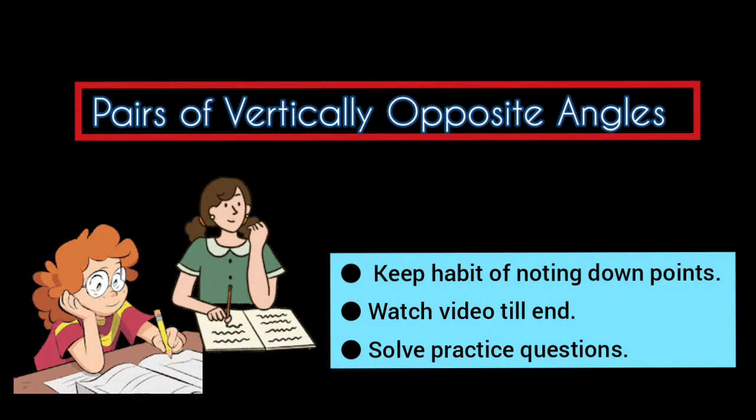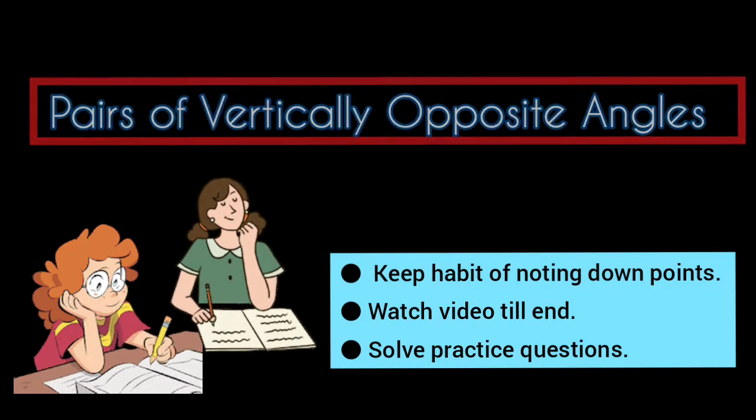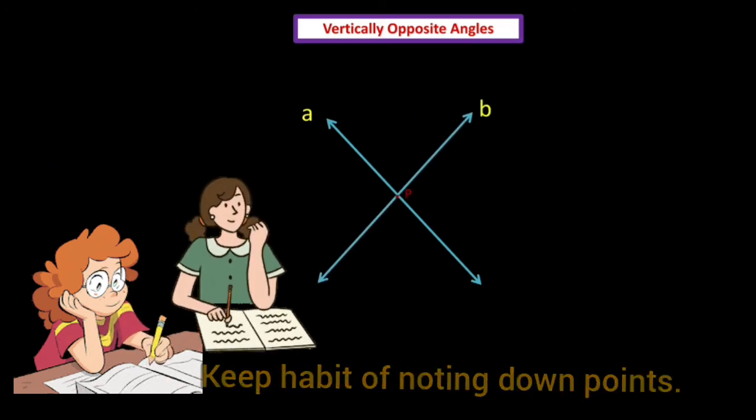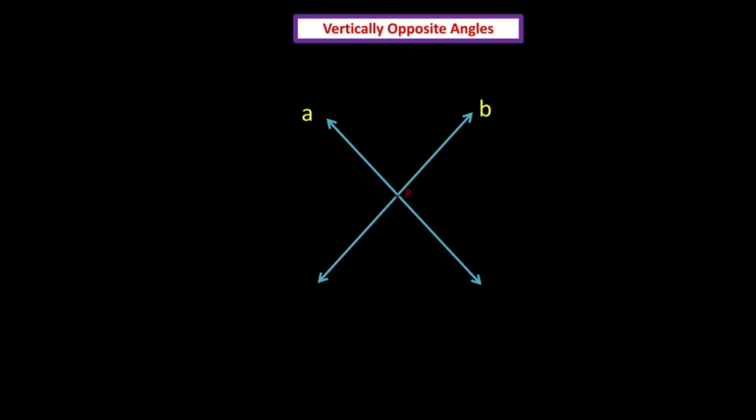Let us learn today pairs of vertically opposite angles. In the given on-screen figure, two lines A and B intersect each other at point O, forming angle 1, angle 2, angle 3 and angle 4. Angle 1 and angle 2 form a linear pair. Similarly, angle 2 and angle 3, angle 3 and angle 4, angle 4 and angle 1 form linear pairs. But angle 1 and angle 3 do not have a common arm and so do not form a linear pair.